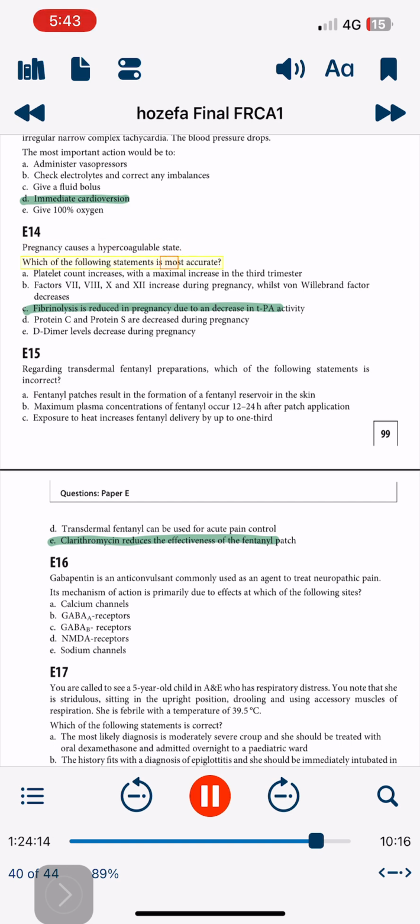Which of the following statements is most accurate? Fibrinolysis is reduced in pregnancy due to a decrease in tissue plasminogen activator activity. D.